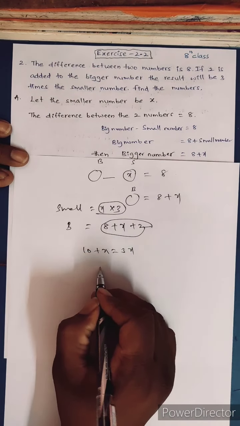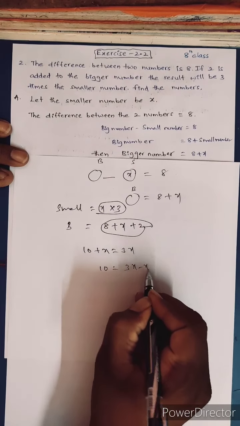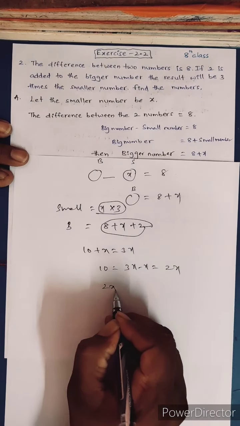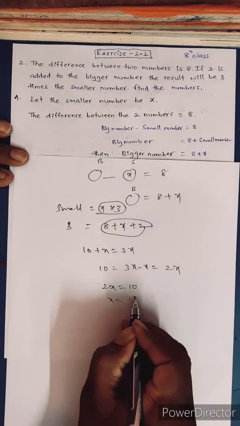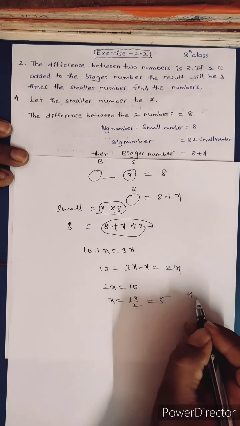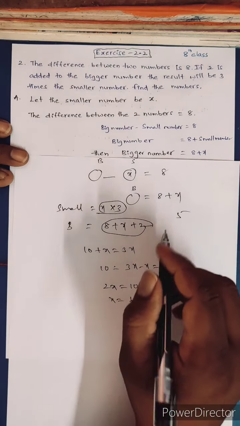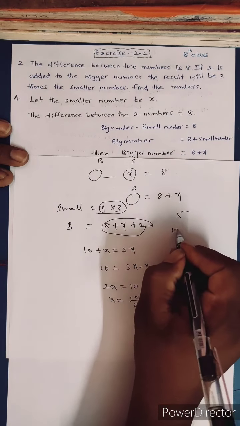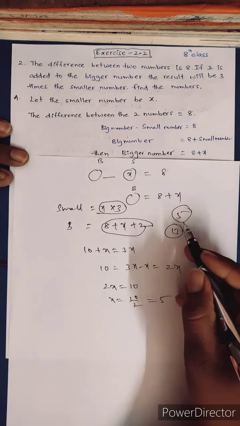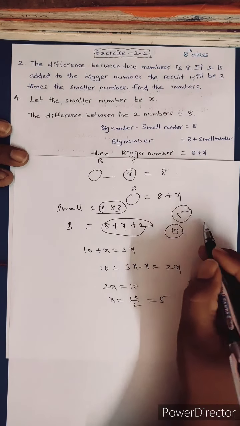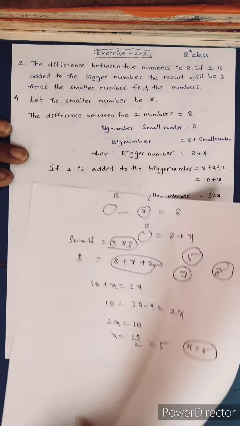Now send this x to that side. 3x minus x is equal to 2x. 2x is equal to 10. x is equal to 10 by 2, the x value is 5. Now the smaller number is 5. The bigger number is 5 plus 8, 13. Small 5, big 13. Their difference 13 minus 5 is 8. So our answer is correct.